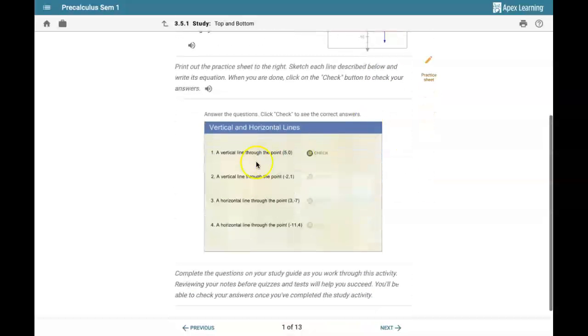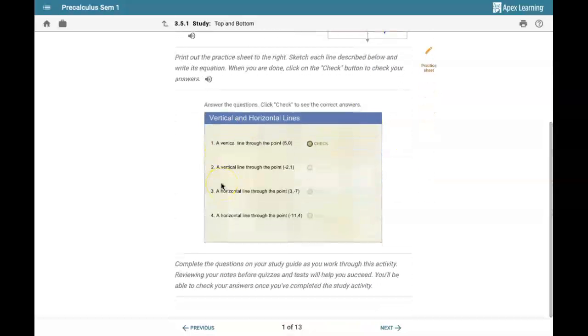If we're looking at these quick questions, it says a vertical line through the point (5, 0). A vertical line is going up and down, so that's dealing with the x coordinate. The answer should be x equals 5. Then a vertical line through (-2, 1) would be at x equals -2. Dealing with horizontal lines, that's where we're talking about the y's. So that would be at y equals -7, and this one will be at y equals 4.